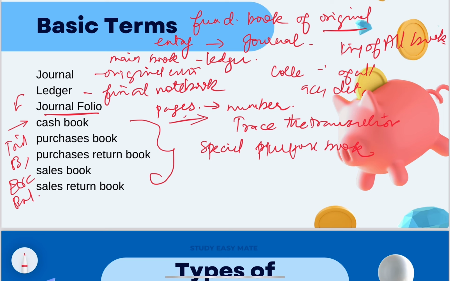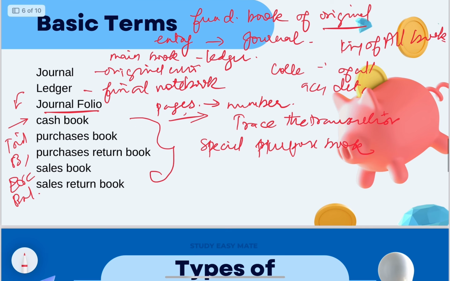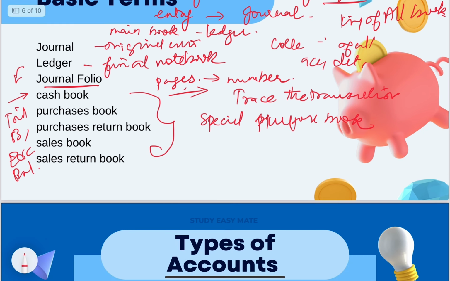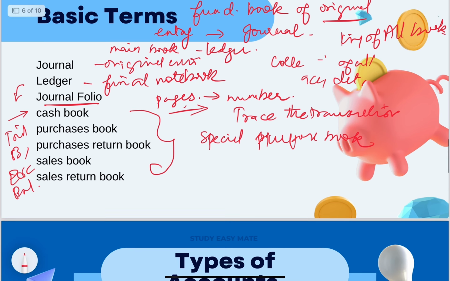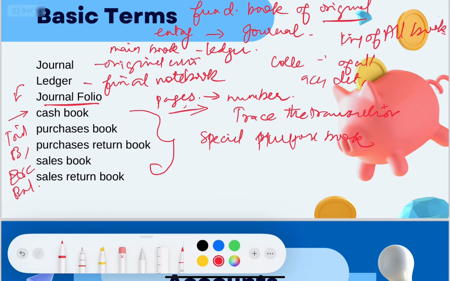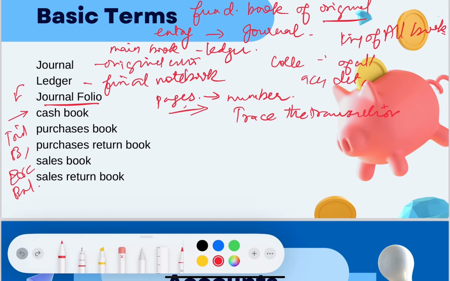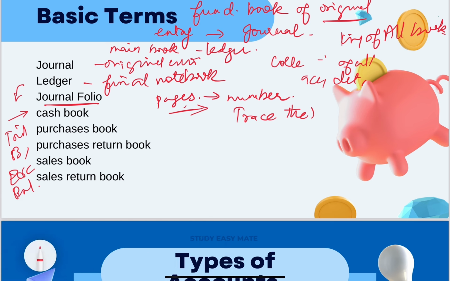So in big businesses, there are too many transactions every day, right? So instead of writing everything in one book, say the journal book, accountants use different books for different types of transactions. These are called special purpose books. So that is books used for recording specific types of transactions. All right. So now, what are the main special books?